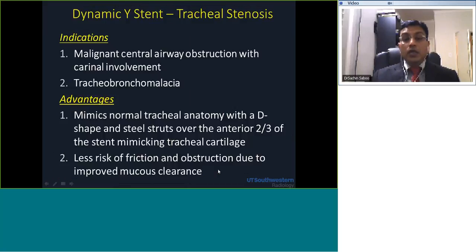So how does it work, and what are the indications for this dynamic Y stent? It is basically used for central airway obstruction due to malignancy which involves the carina. It can also be used for tracheobronchomalacia patients. The advantage is that it mimics the normal tracheal anatomy with a D shape and has stiff struts over the anterior two-thirds of the stent, which mimic the tracheal cartilage. There is less risk of friction and obstruction, as there is improved mucus clearance with this dynamic Y stent compared to the normal type of Dumon stents.